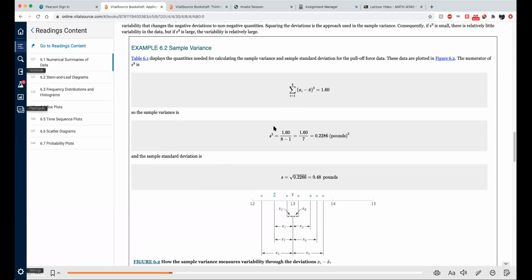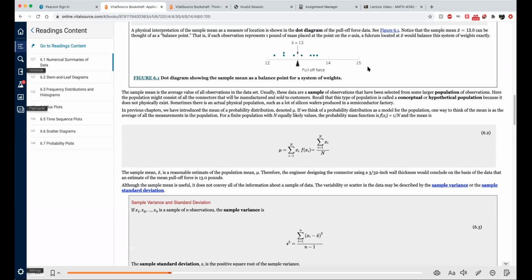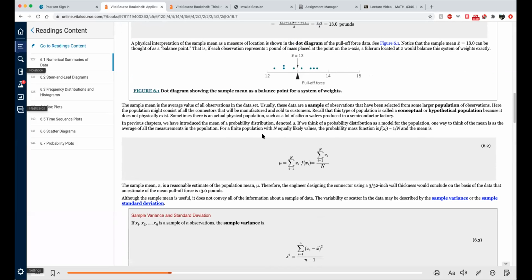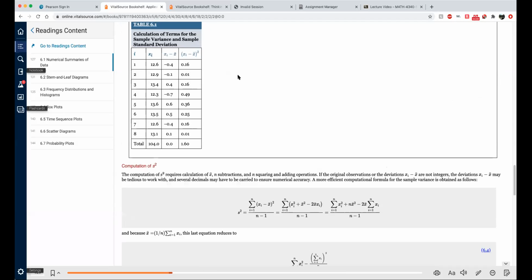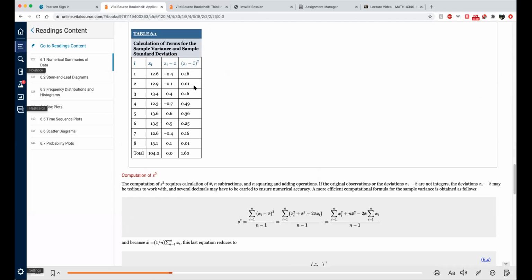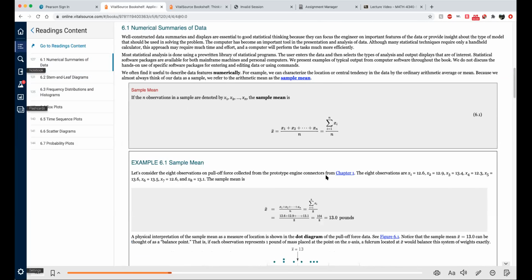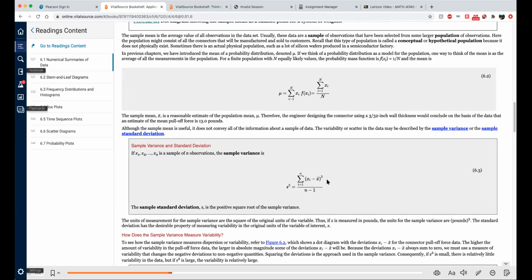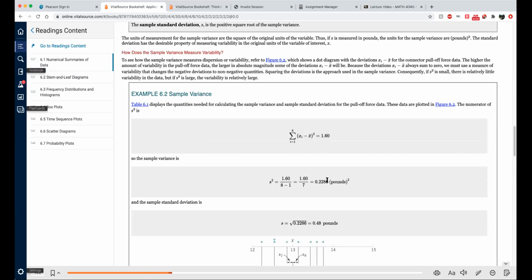Display the quantities needed for calculating the sample variance and sample standard deviation for the pull-off force data. So table 6.1, I think this one. Give me a second, let me click it. Yeah, table 6.1 right there. As you can see, the table gives us information about xi minus x bar and xi minus x bar squared, right? So back to here.